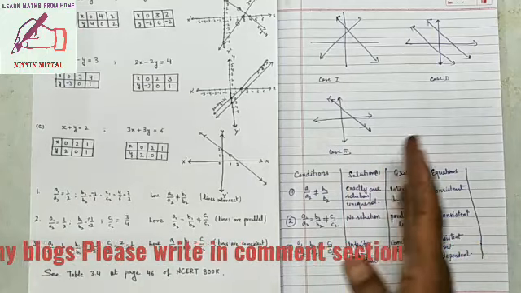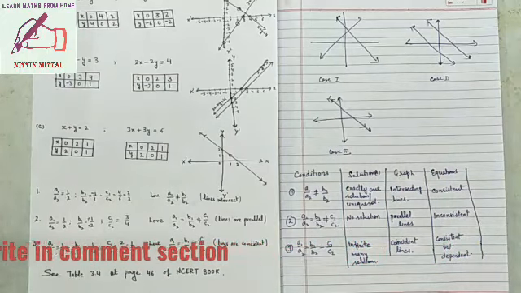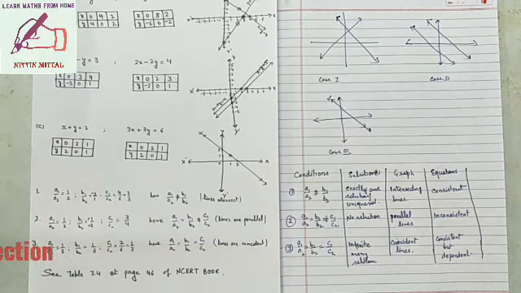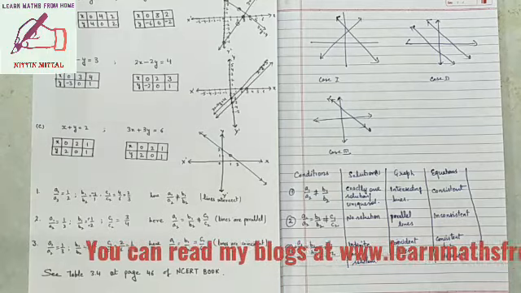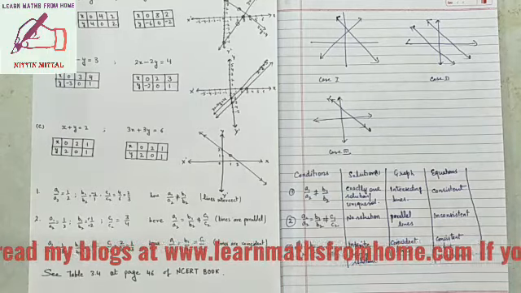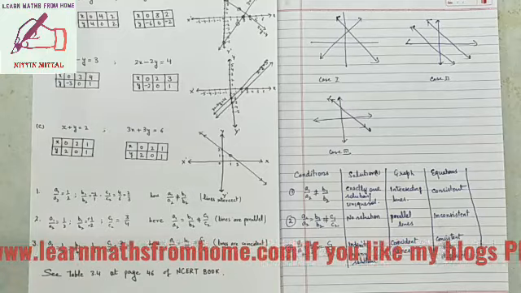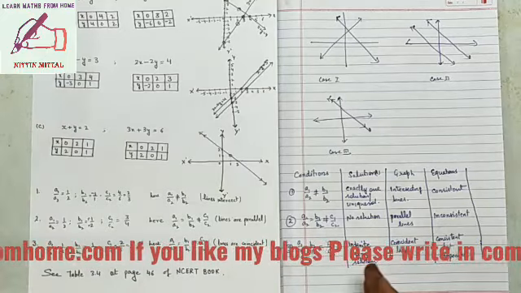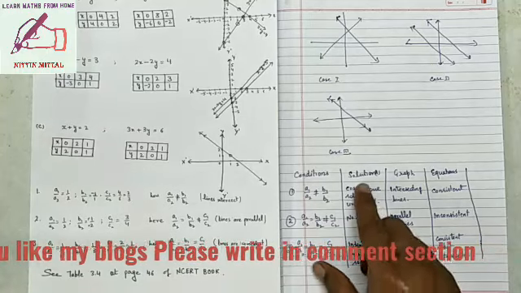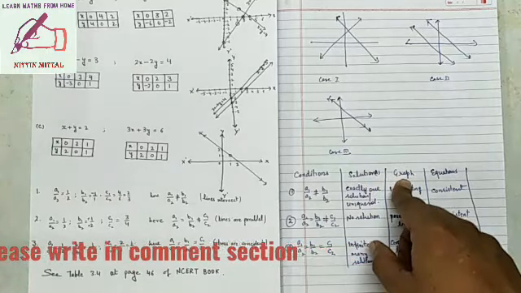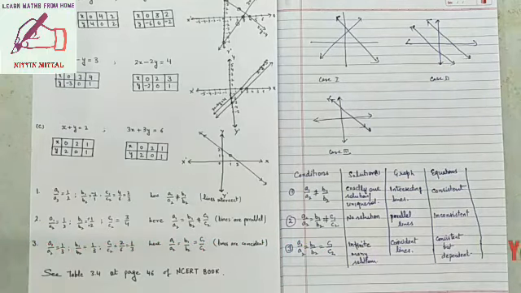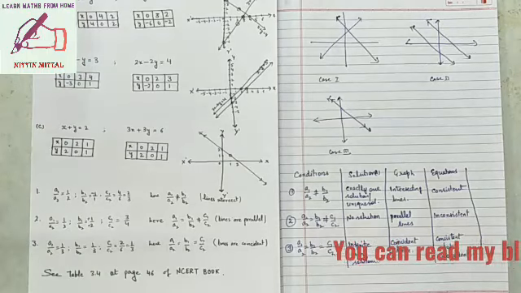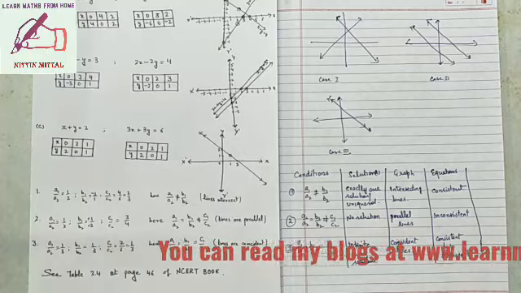So there are three types of results that we can announce just by observing the ratios of coefficients and constant terms. When we compare these ratios in the given pair of equations, we can state three types of results. We can talk about solutions, about the graph, and about the nature of the equations. So equations will be consistent, inconsistent, or consistent but dependent, right?